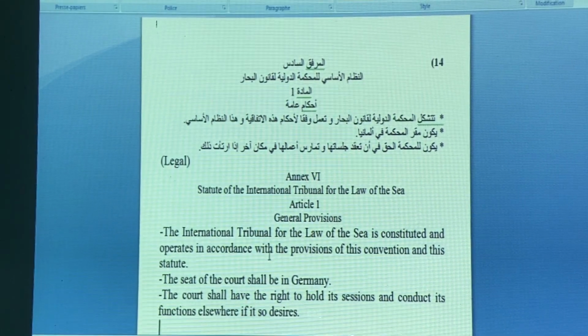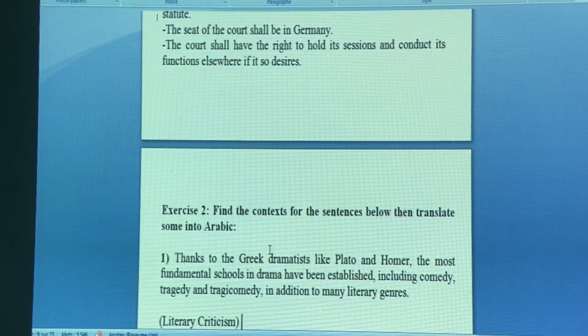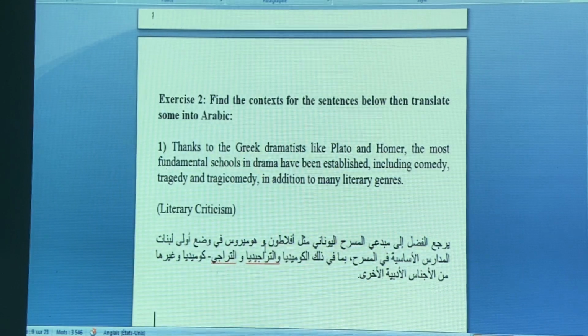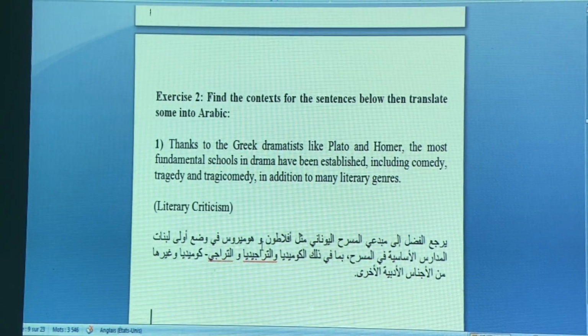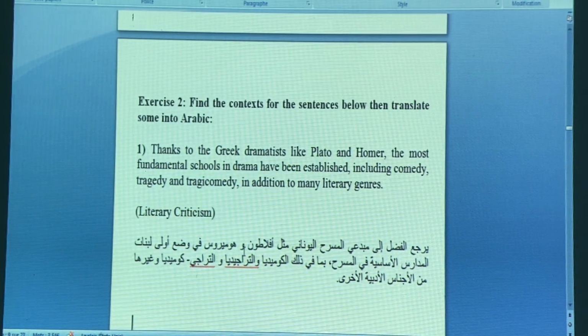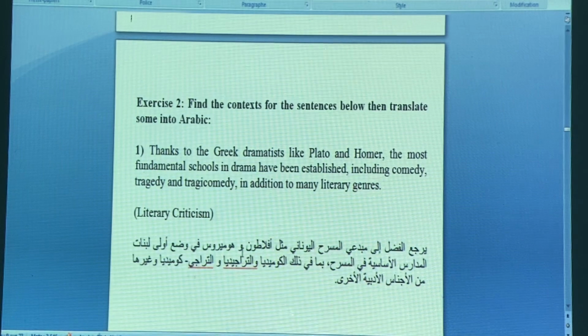We have so far translated sentences from Arabic into English. Now we are going to do the opposite. We're going to practice with translation from English into Arabic. Find the context for the sentences below, then translate them into Arabic.